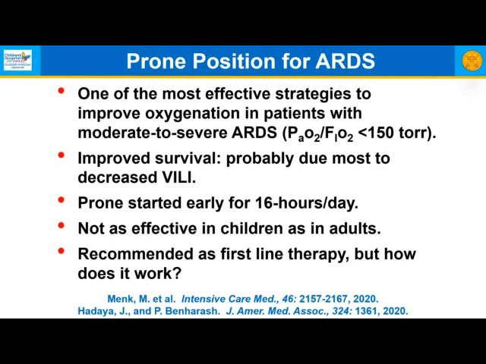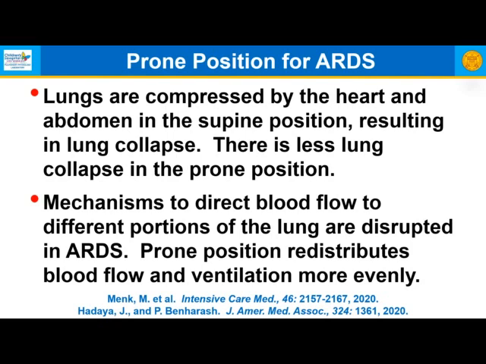But how does it work? So the lungs are compressed by the heart and abdomen in the supine position, resulting in some lung collapse. There's less lung collapse in the prone position. The mechanisms to direct blood flow to different portions of the lung are disrupted in ARDS, and so the prone position redistributes blood flow and ventilation more evenly.